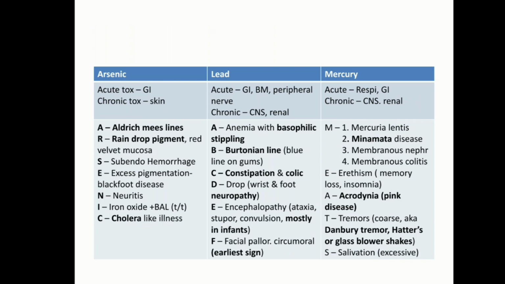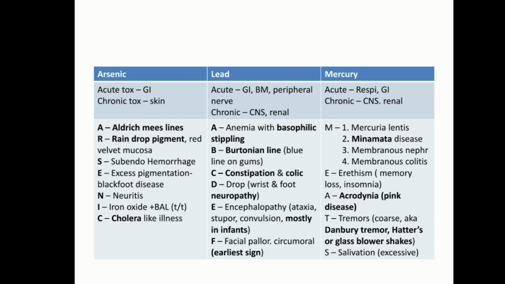And apart from the GI tract, in lead acute toxicity also affects the bone marrow, and mercury affects the respiratory system also. Chronic toxicity of lead and mercury affects the central nervous system and renal system, whereas in arsenic, chronic toxicity is seen in skin. You can remember this as the clinical features of arsenic are also skin related, like raindrop hyperpigmentation, then hyperkeratosis, melanosis, blackfoot disease.